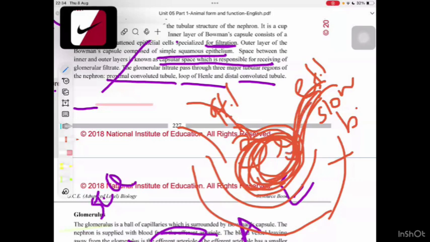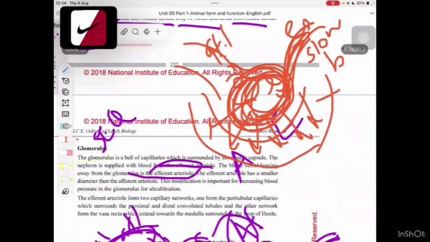Because they can't easily move through this area, they have a lot of time to stay in contact with the Bowman's capsule, so most of them get filtered, right? That is the purpose, for ultrafiltration only. The afferent arteriole is thick and the efferent arteriole is thin. The efferent arteriole has a smaller diameter than the afferent arteriole.